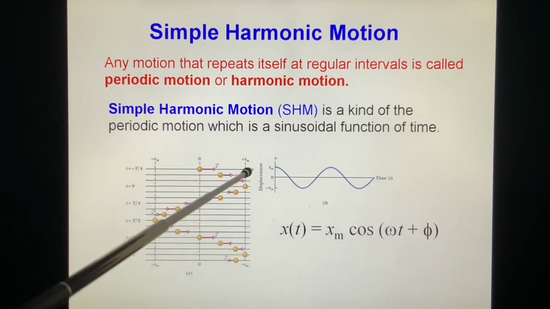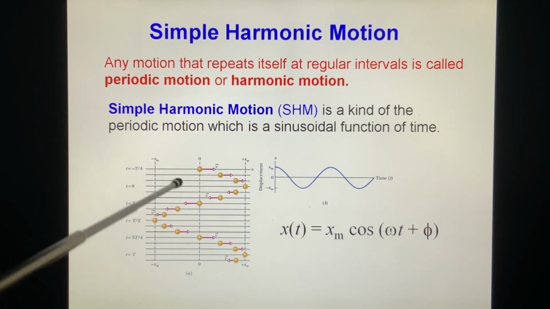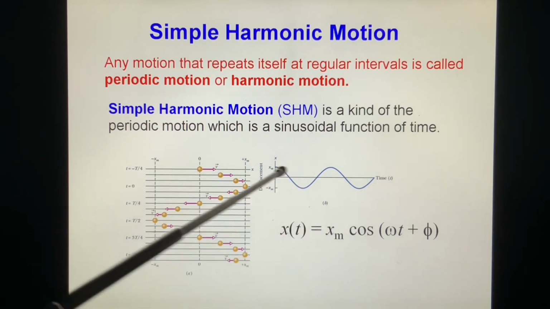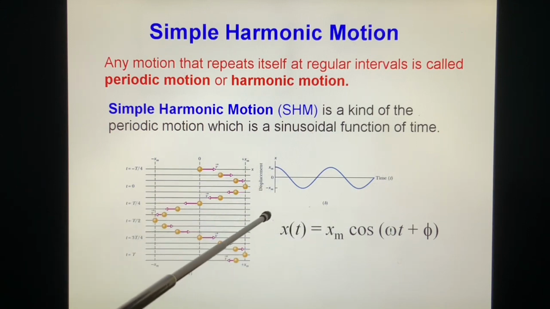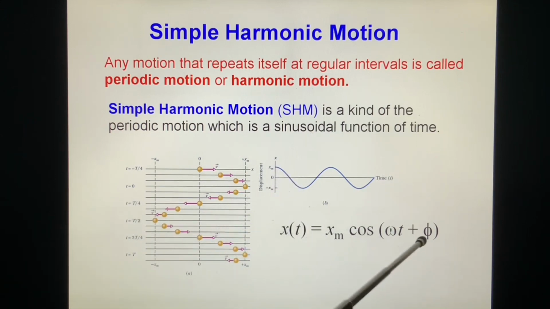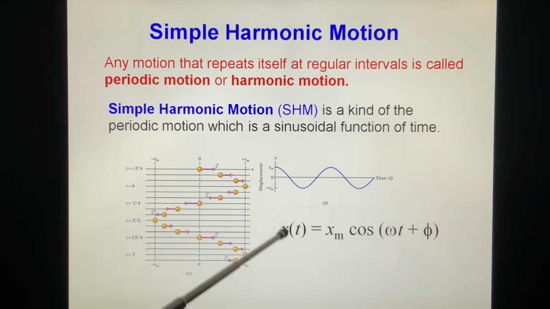If the particle vibrates back and forth, and we extend it over time, we find it like this one. And if we turn it 90 degrees, we get this one. This is time, and this is x, okay? In this case, phi is 0. Why? Because at t equal to 0, the phase is 0, and x equals xm.